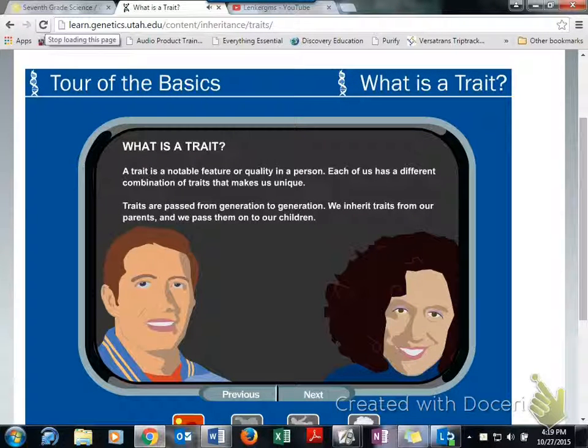A trait is a notable feature or quality in a person. Each of us has a different combination of traits that makes us unique. Traits are passed from generation to generation. We inherit traits from our parents, and we pass them on to our children.